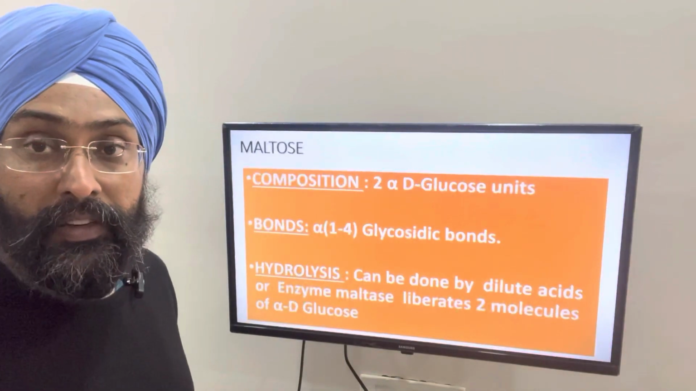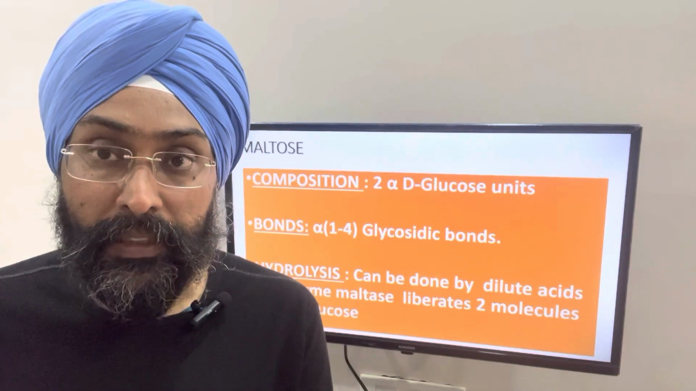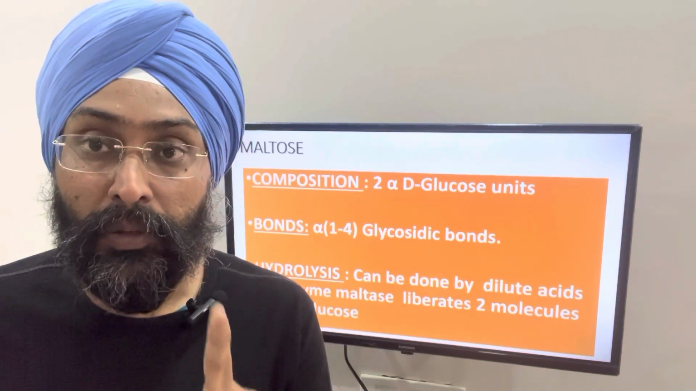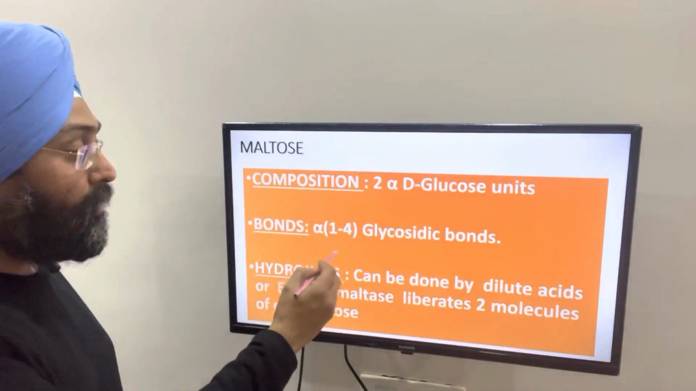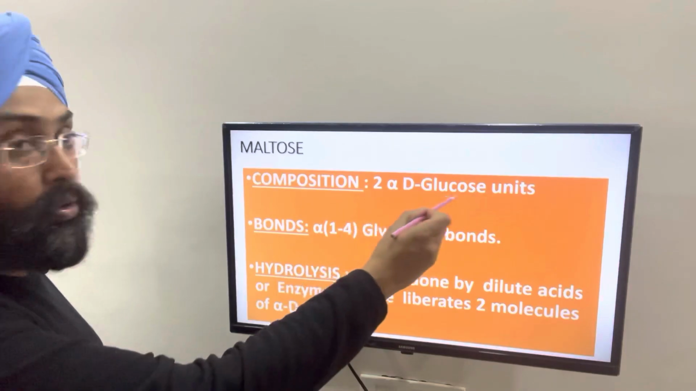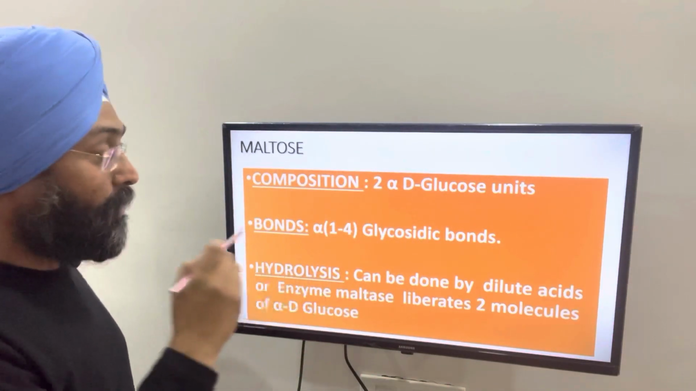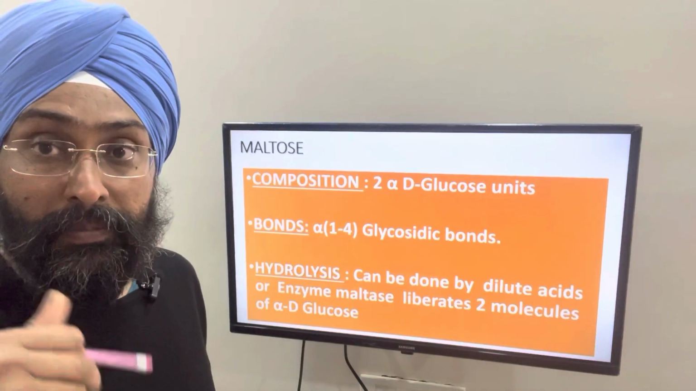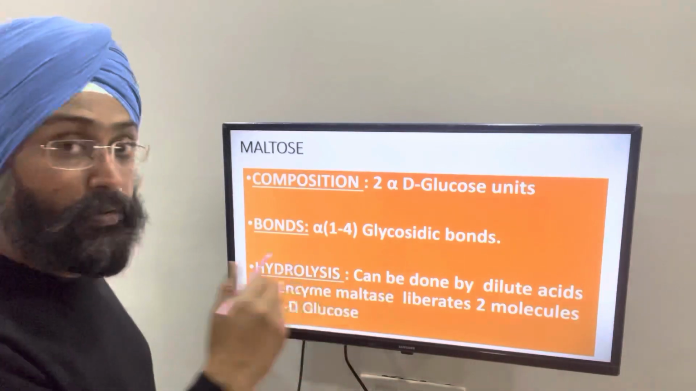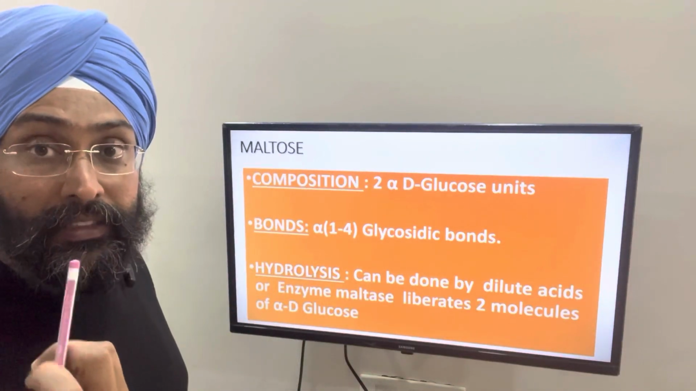Now coming on to our first disaccharide, that is maltose. The code is Mg, right? M for maltose, G for glucose. It has two glucose units held by alpha 1,4 glycosidic bonds. It is also known as malt sugar, and maltose is hydrolyzed by maltase. Maltase breaks down maltose to form two glucose units, and a molecule of water is liberated.